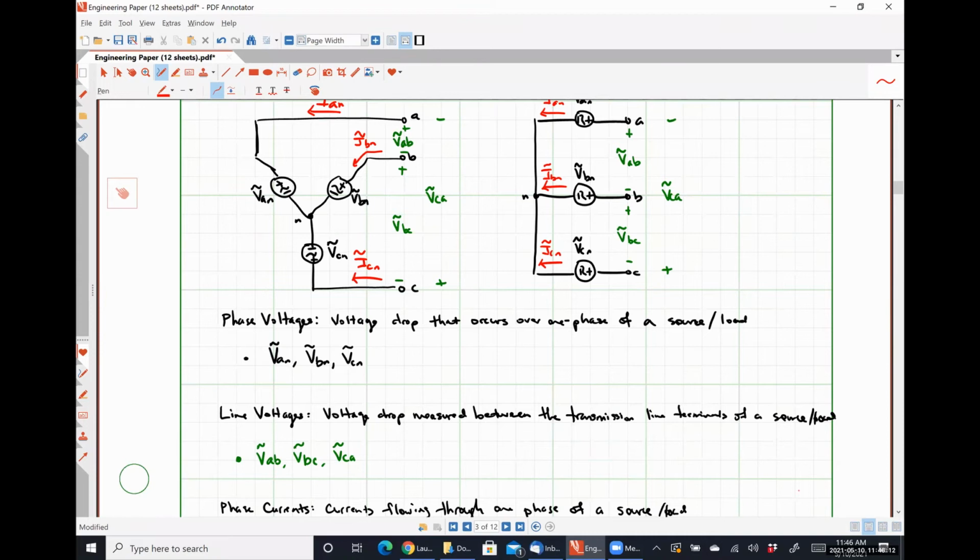Okay. Any other questions on these? And to be clear, for the voltages, the positive polarity terminal is the first letter, and the negative polarity terminal is the second letter. So that's how we're going to do all these things. It's going to be way easier to do a double subscript notation than anything else here. All right.